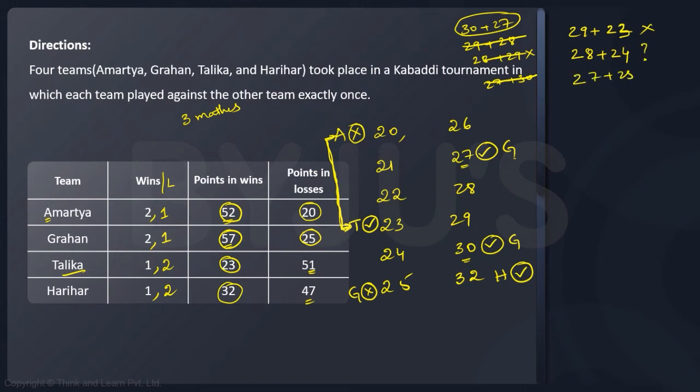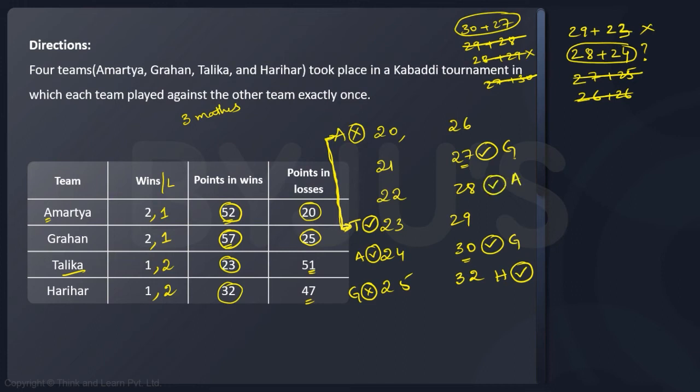27 plus 25. 25 is taken, so not possible. 26 plus 26, but this is anyway not possible. After that, it's again repetition. So we can clearly see that there is only one possibility, 28 and 24. So 24 is a loss, and 28 is a victory by Amartya.